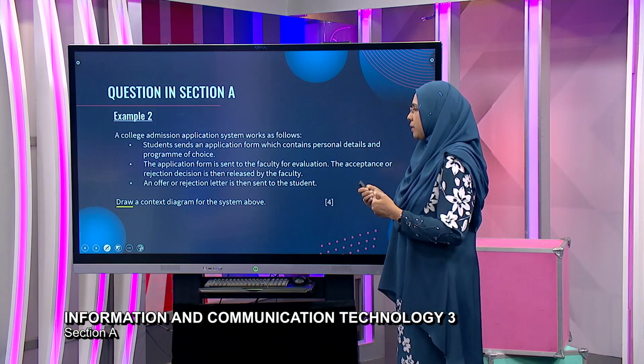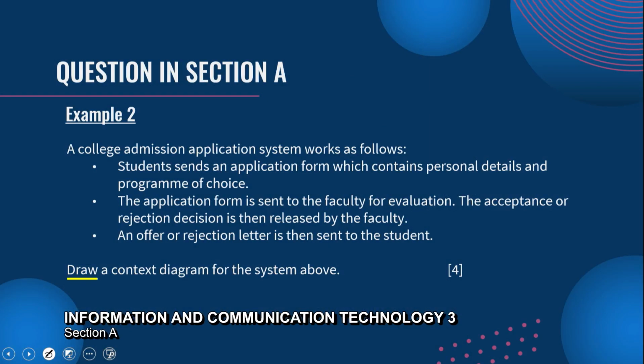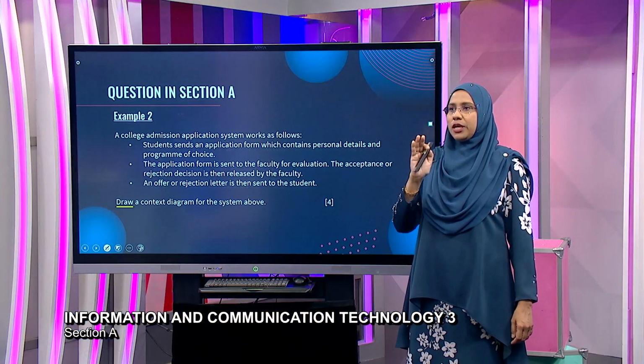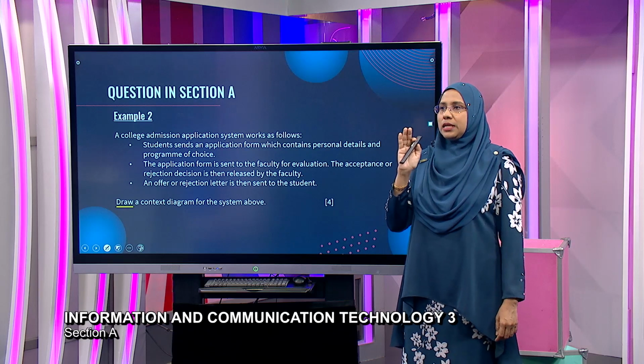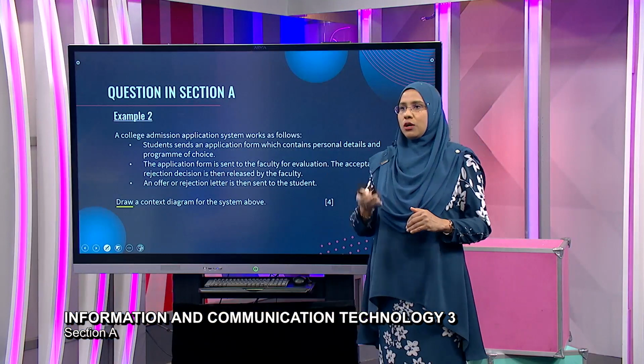This is another example with a different verb used in the question. You are given a situation here. The college admission application system works as follows. Read the points carefully, as the information is given in the question. First, the student sends an application form which contains personal detail and program of choice. The application form is sent to the faculty for evaluation. The acceptance or rejection decision is then released by the faculty. Next, an offer or rejection letter is sent to the student. So we can clearly see the flow. Now, transform what I have written in sentences into a context diagram.